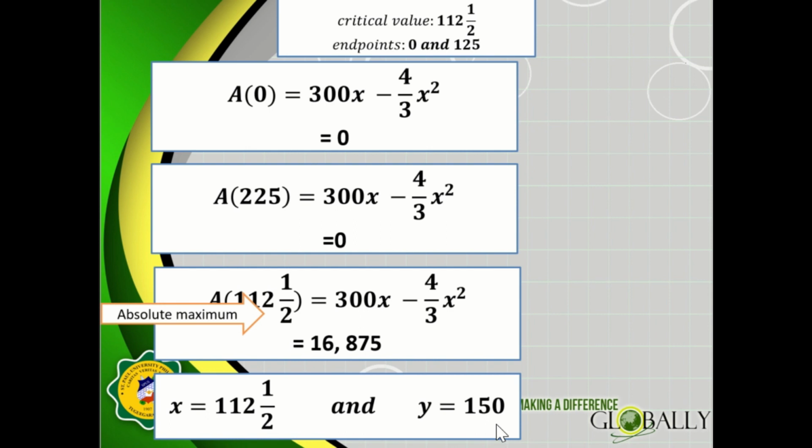And maybe you are asking yourself where I get 150. This is obtained in the original equation, which is 4x plus 4x plus 6y is equal to 1800. When we substitute the value of x as 112 and a half there, here we get 150. So you can check your calculator to verify it. The problem is asking us to find the largest possible area that can be enclosed with $1,800.